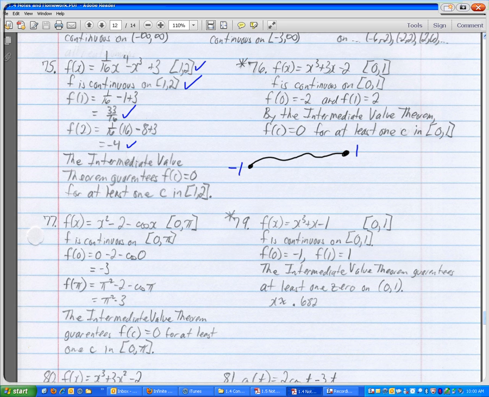The way you say it mathematically, I like mathily, actually. The mathily way to say it is the intermediate value theorem guarantees f of c equals 0 for at least one c in the closed interval from 1 to 2. All right, 71.